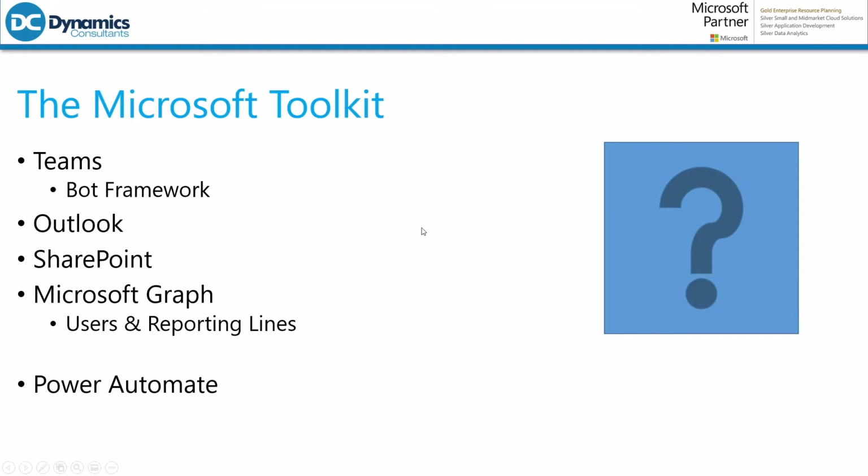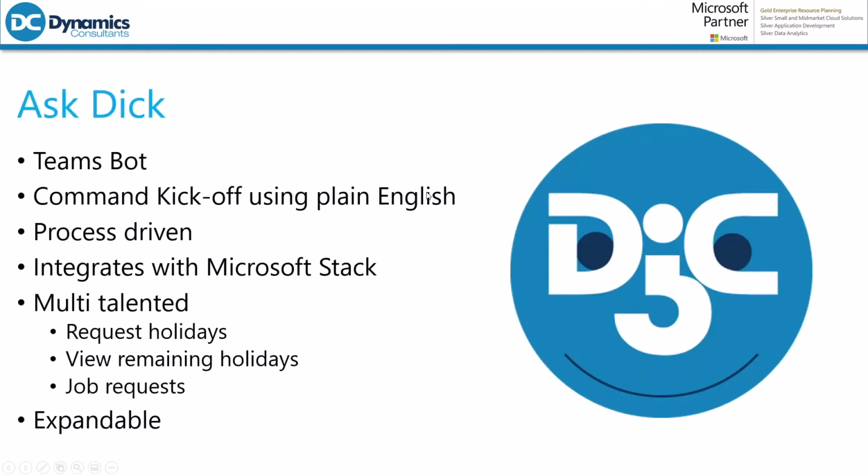So we had all these pieces of our toolkit, we're trying to work out what we could do with it. So we came up with the solution of Ask Dick. Dick is our new Teams bot. So we've built Dick within Teams, and Dick allows you to kick off using simple commands in plain English. So it uses neurolinguistic programming to understand the questions that you're asking it. It's a process-driven functionality. So once you triggered a process, it will go through and carry it out until completion.